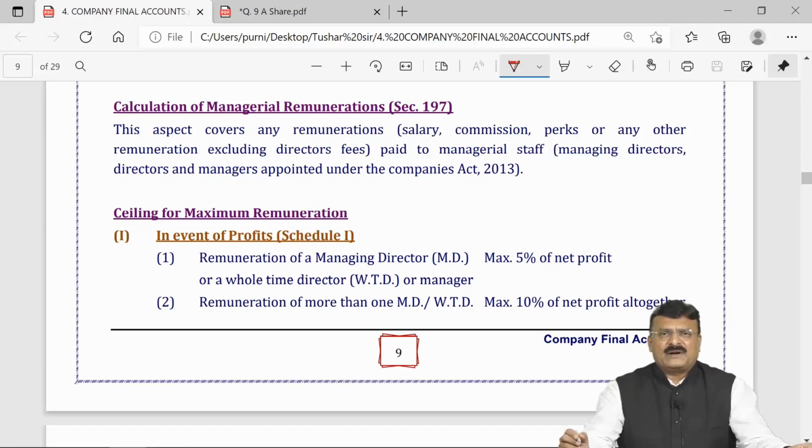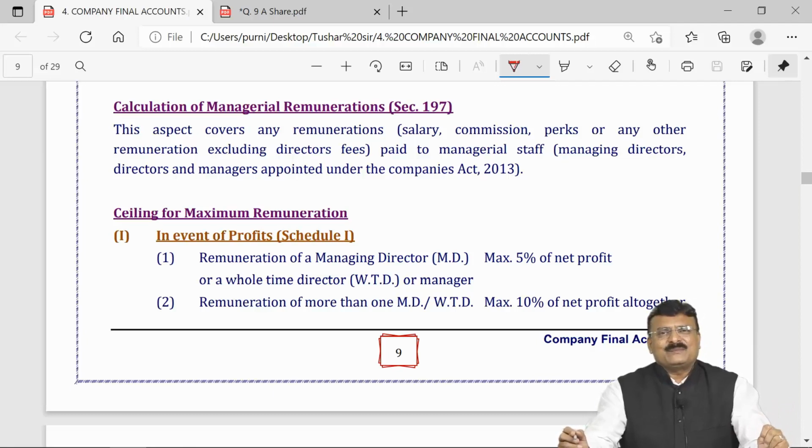Companies have prescribed some upper limits, a ceiling you can say, for payment of managerial remuneration to existing managerial people, those who are at the helm of the affairs of the company. Director, managing director, whole-time director, part-time director, all.